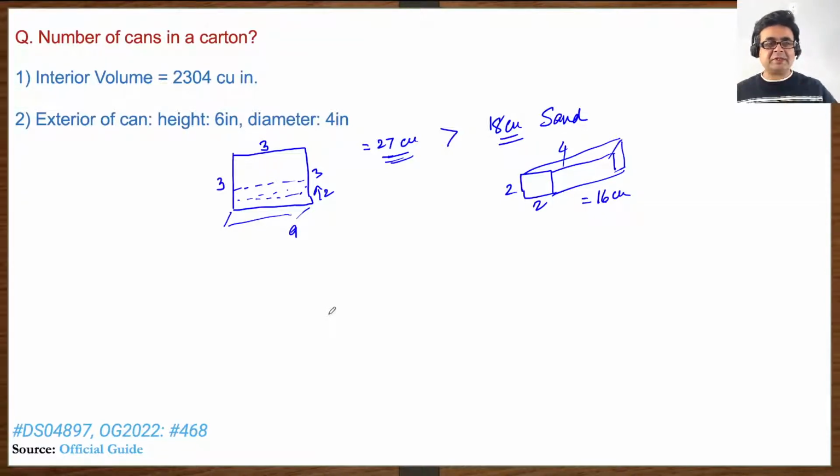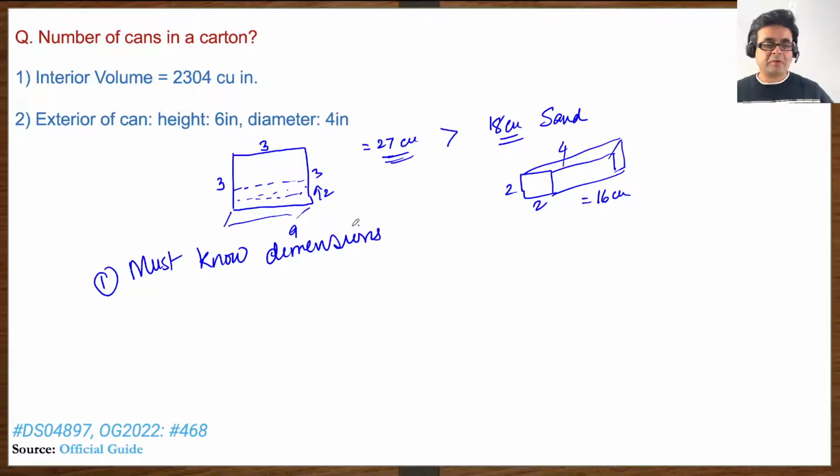So what does that tell us? That tells us that volume is not really that important when you are taking two solid shapes into account. You need to know the dimensions. So that is my rule number 1 of the framework. You must know the dimensions.